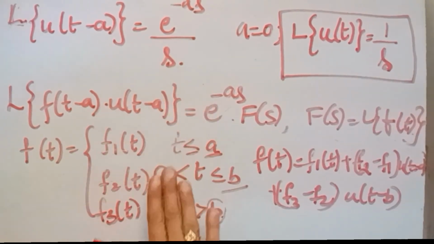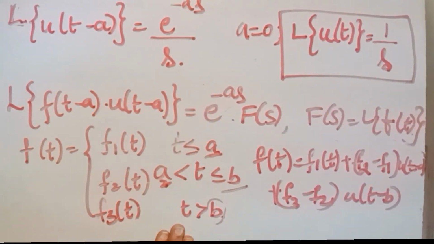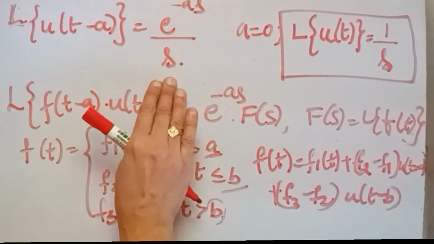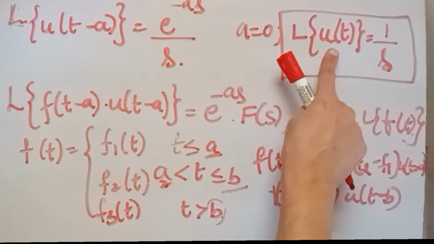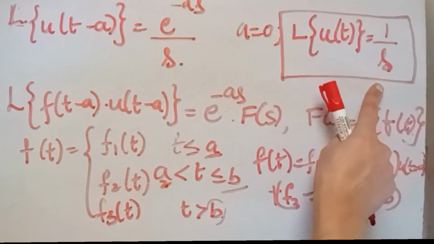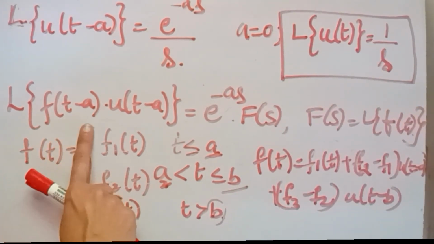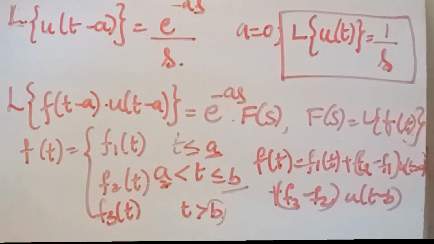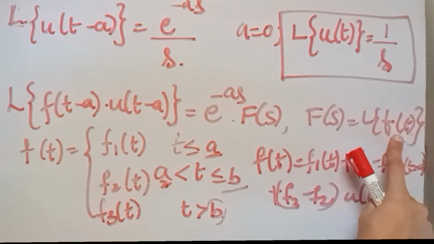So these are the main important formula to be remembered. Laplace transform of Heaviside function is e power minus as by s. So in particular, Laplace transform of u of t equal to 1 by s. Laplace transform of f of t minus a into u of t minus a is e power minus as into f of s, where f of s is Laplace transform of f of t.